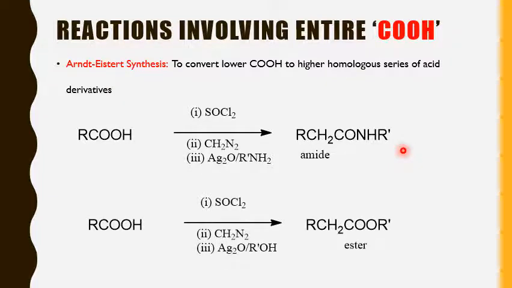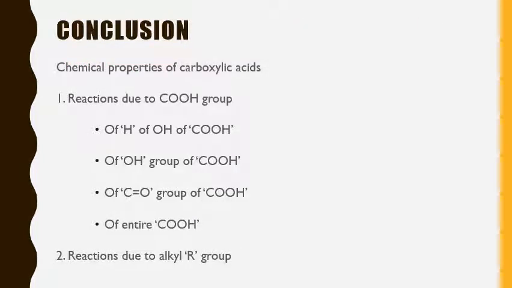And similarly you can have an ester, with selective oxidation with silver oxide in the presence of alcohol. Okay. So if you treat with water, you will get a higher homologous carboxylic acid. If you treat with amine, you will get a higher homologous amide. If you treat with alcohol, you will get a higher homologous ester. So these are the importance of the Arndt-Eistert synthesis. I hope you have understood it.